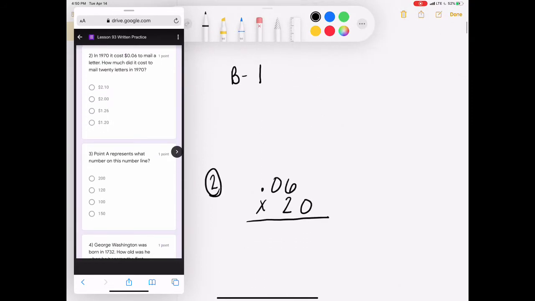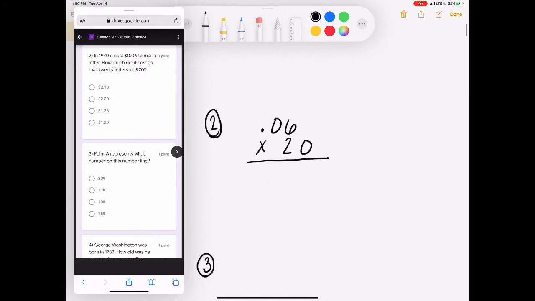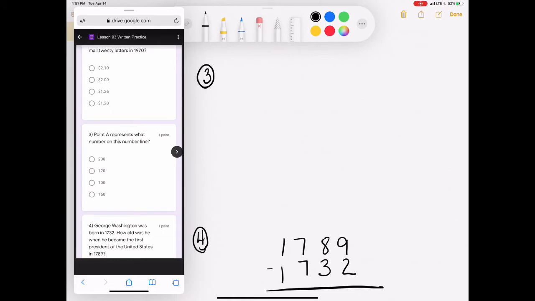In 1970, it cost 6 cents to mail a letter. How much did it cost to mail 20? 6 cents times 20. 6 times 2 is 12. 2 times 0 is 0, plus 1 is 1. It would cost $1.20.